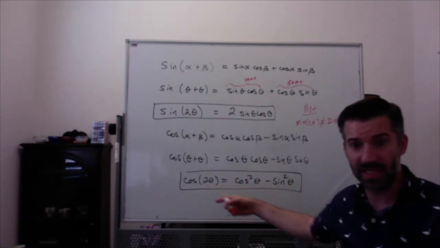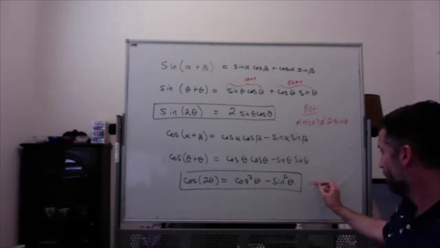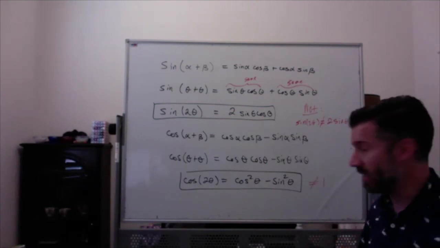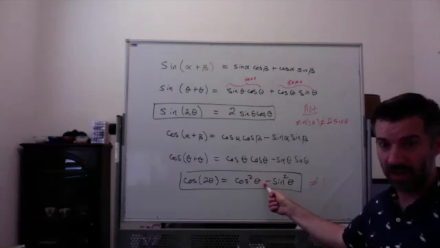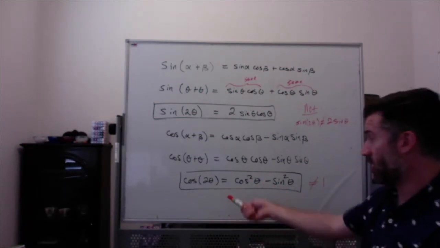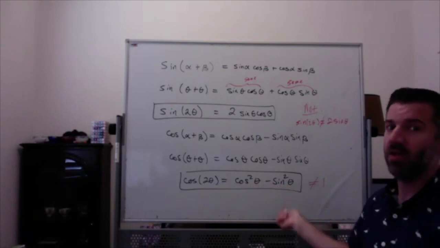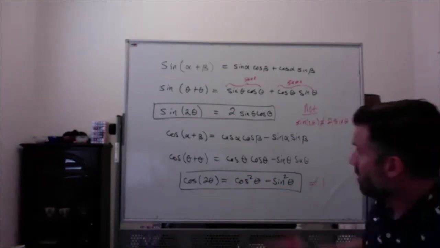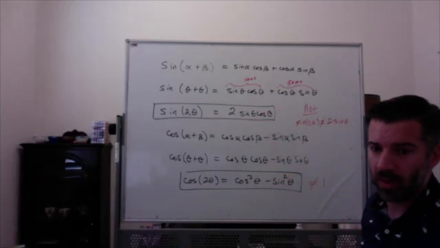I also want to point out, just because I've definitely seen people make this mistake before, cosine of 2 theta is not generally equal to 1. Sometimes people make the mistake of thinking that this is cosine squared theta plus sine squared theta. That is equal to 1. But this is cosine squared theta minus sine squared theta, which is definitely not usually equal to 1. So these are 2 of the formulas we're going to be working with today.